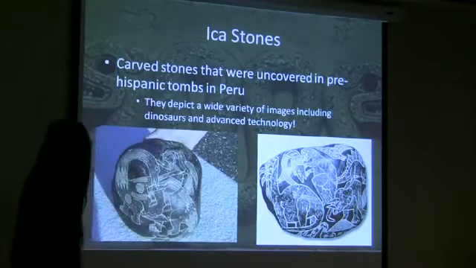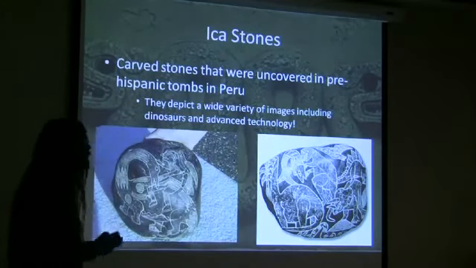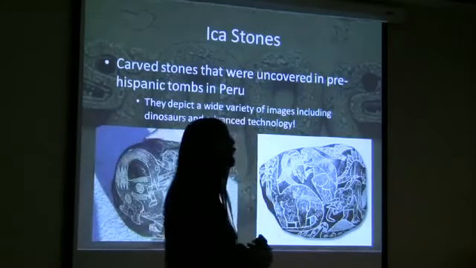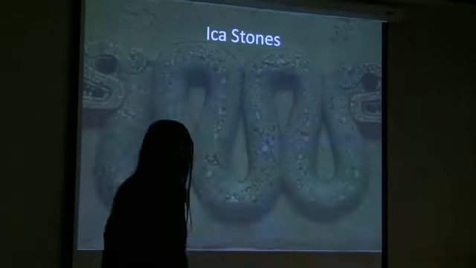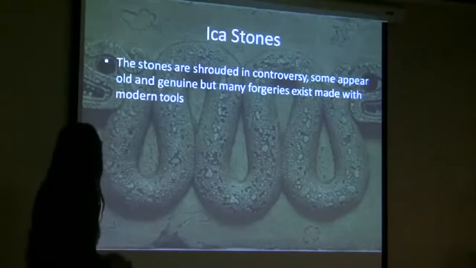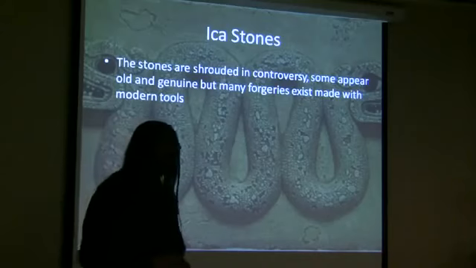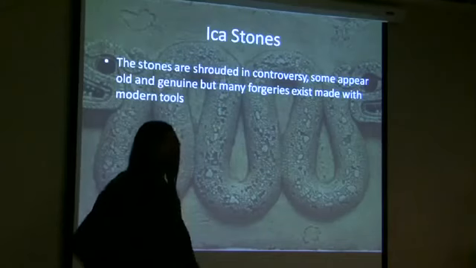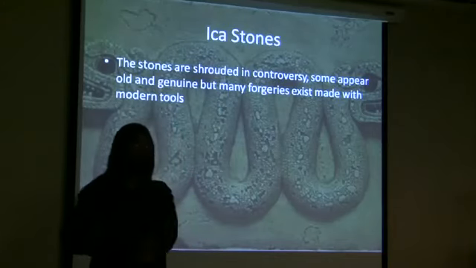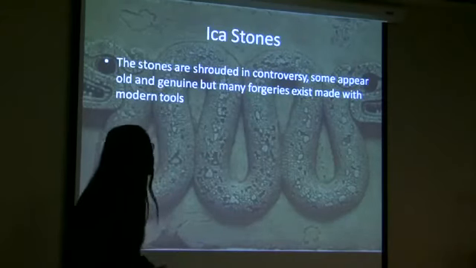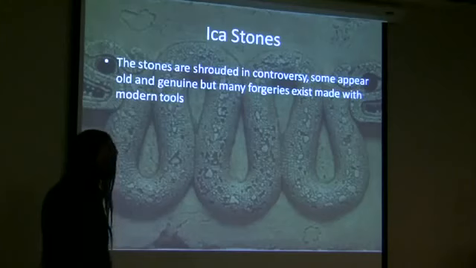So these are these stones that they find that depict things that shouldn't be there. Things like dinosaurs, things like advanced technology. There's pictures showing crude surgeries and that kind of stuff. The stones are shrouded in controversy, like most of the things that we're looking at today. Some of the stones appear old and genuine and can be dated and tested as being original, but unfortunately there's many forgeries of these stones that existed. And the scientific community looks at the forgeries and says, this is a forgery, therefore they're all a big hoax, so forget about them. But you can distinguish between the old original stones and the forgeries.